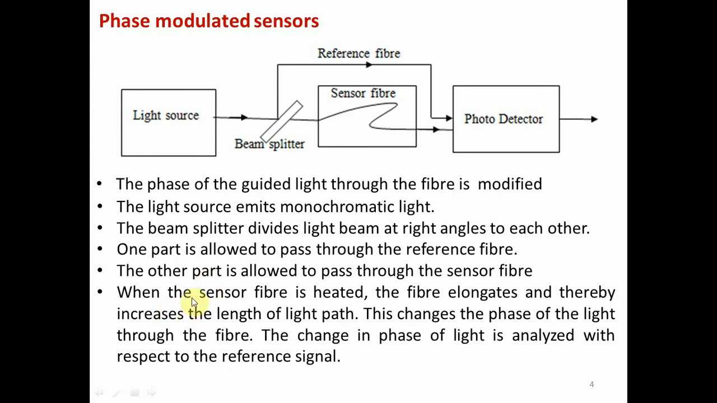Working. Here the sensor fiber element is heated. This component is heated. Then the fiber elongates and thereby increases its length. Then the length of the light path also increases. This increase changes the phase of the light through the fiber. This change in phase of light is analyzed as compared to the reference signal.